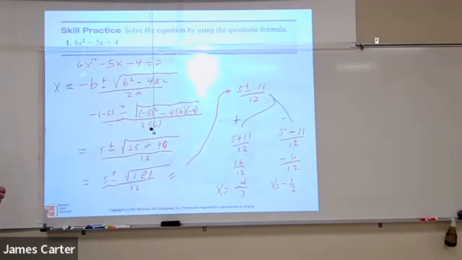Now, let's go on down. x equals negative b plus or minus the square root of b squared minus 4ac over 2a. Negative 5 is the b, here and here.